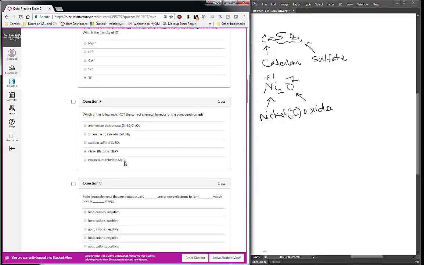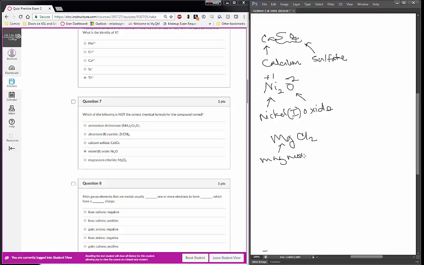Finally, let's just check magnesium chloride, MgCl2. Magnesium is main group, so we just name it magnesium. Chlorine is main group, so we just name it chloride. And sure enough, that's the name they give. So nickel 2 oxide is incorrect. That should be named nickel 1 oxide. Or the formula for nickel 2 oxide would just be NiO, because in that case you'd have +2 from the nickel and a -2 from the oxygen. So that's the one we're looking for.